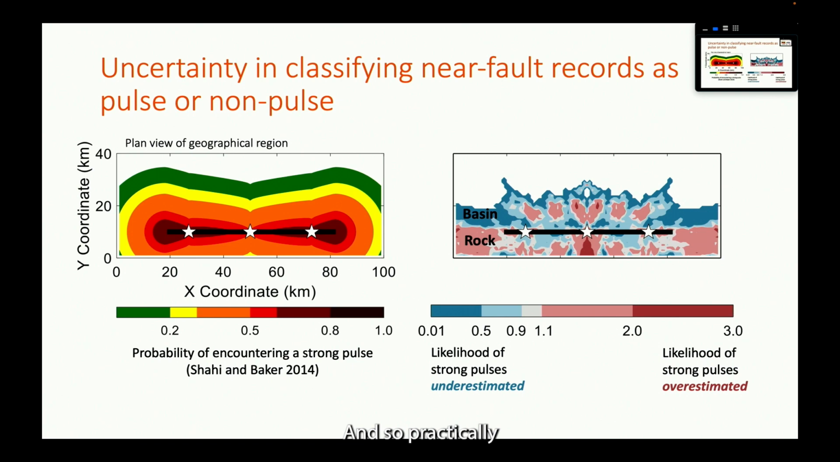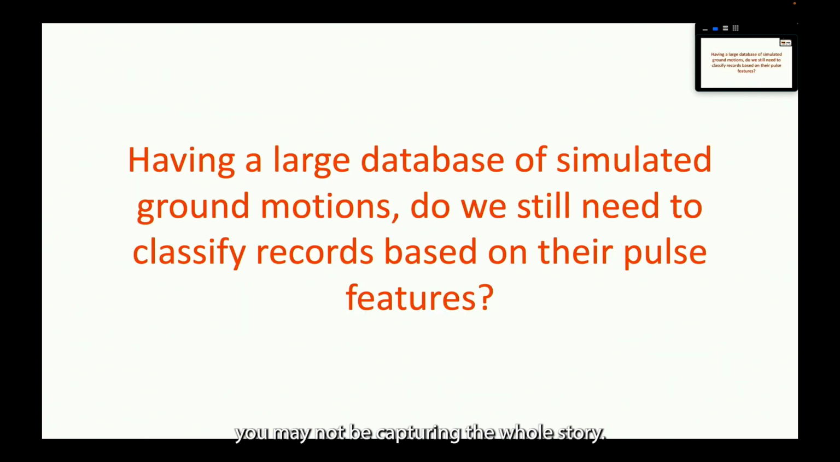And so practically, what that means, just to close the loop on that, is that you may be underestimating the risk to structures that are particularly at near fault locations, and that location has soft sediments at the top. So with discounting those kind of amplified multi-cycle pulses, you may not be capturing the whole story. So kind of from there also, the simulations enabled me to ask the natural question after that.